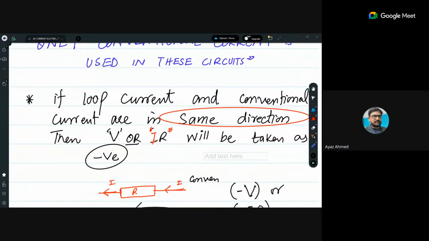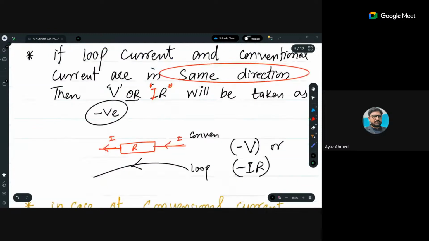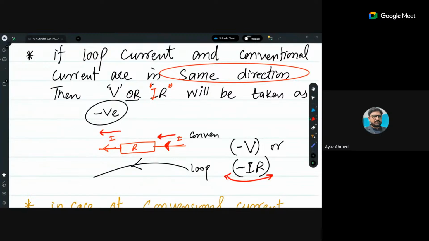Then the IR or V will be taken as negative. Yani same direction, current will, yani V will be taken as negative or IR will be taken as negative. This is a rule, you have to take care of it. And the reason behind that is that if you are following the same path in which the charges are flowing, it means you are losing the energy, or the charge is set in such a way that it is losing the energy. That is why it is taken as negative.